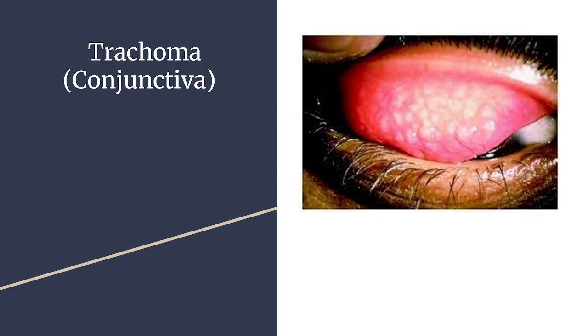If left untreated, the infection eventually causes the eyelid to turn inward, which in turn causes the eyelashes to rub on the eyeball. As you can see, if the eyelid turns inward, the eyelashes rub on the eyeball, resulting in intense pain and scarring of the front of the eye, ultimately leading to irreversible blindness, typically between 30 and 40 years of age.